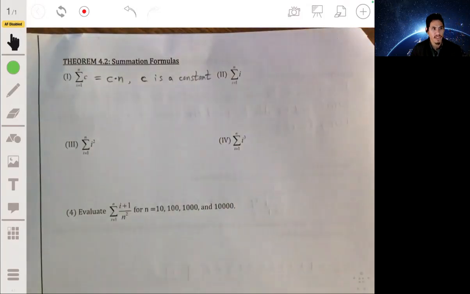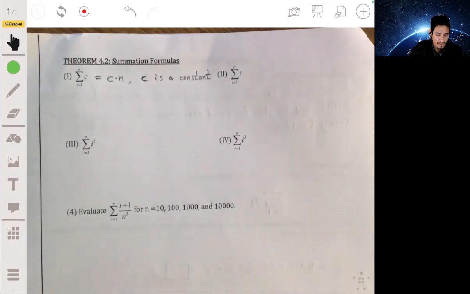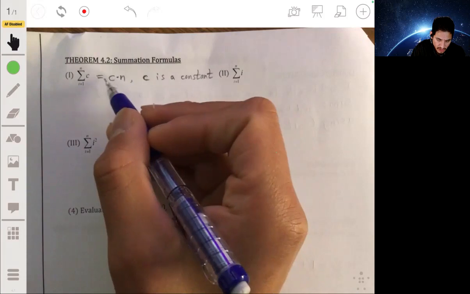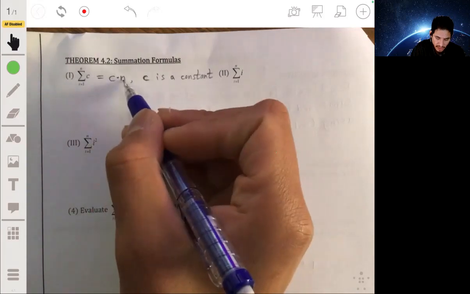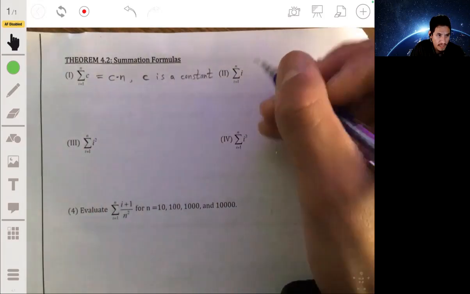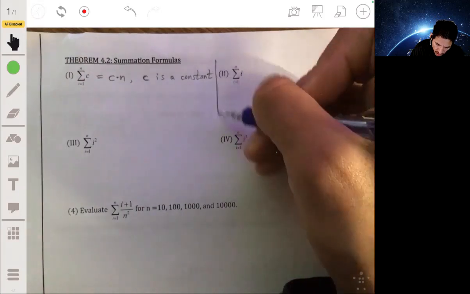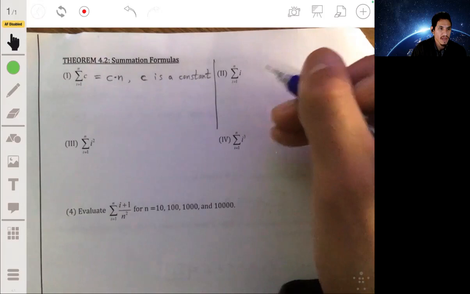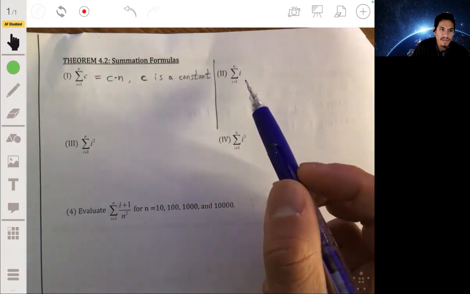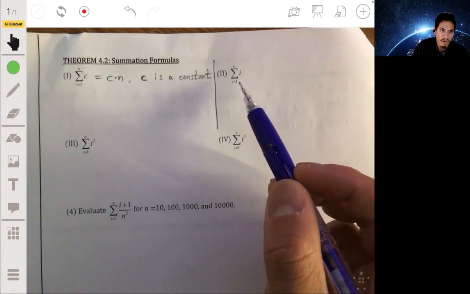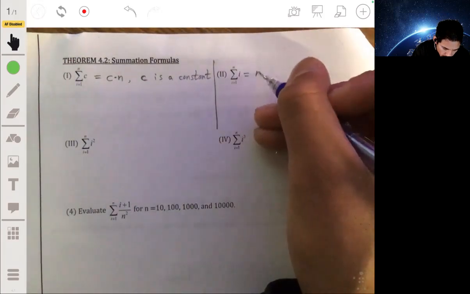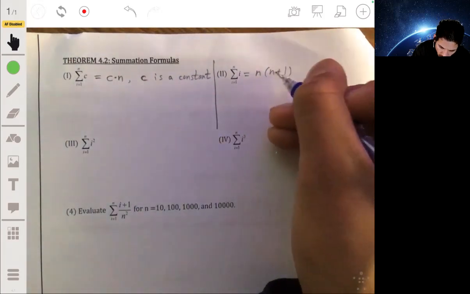So it's not a variable, it's a constant. So if c was like 10, this would just be equal to 10 times n. Second formula is if you have the sum of the i terms, from 1 to n, so each term is equal to i, this will be equal to n times n plus 1 all over 2.